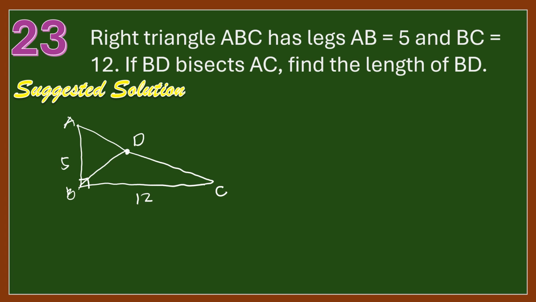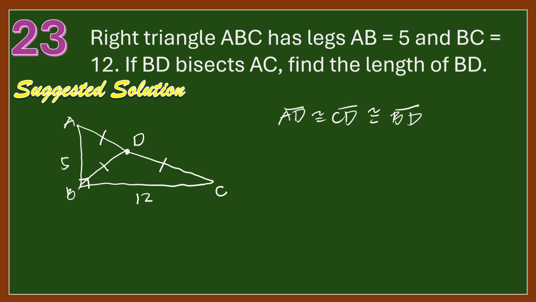Since AC is bisected, we have AD congruent to segment CD. Let us find the length of BD. From a theorem, we know that the bisector of the hypotenuse in a right triangle is congruent to the segments of the hypotenuse. Then from that theorem, we have AD is congruent to CD, also congruent to the bisector of the hypotenuse, that is BD.